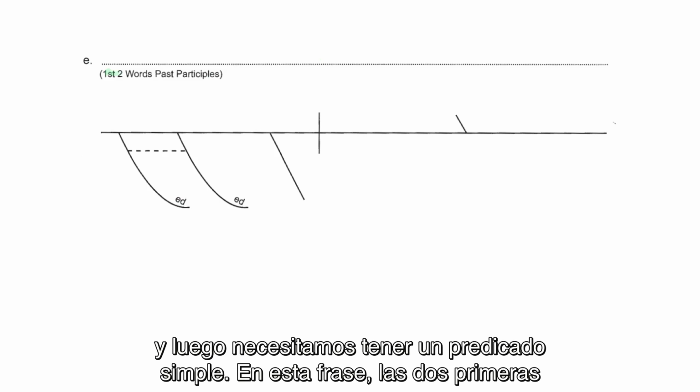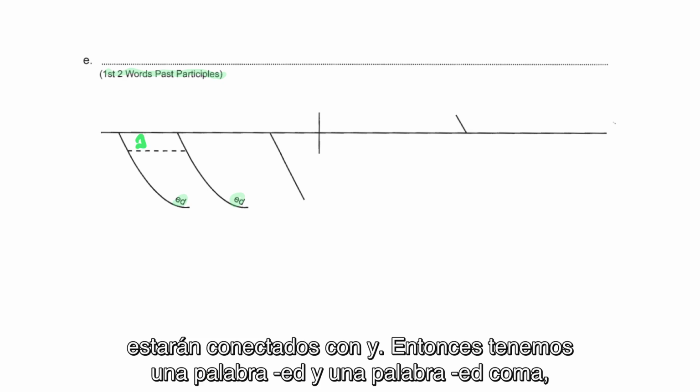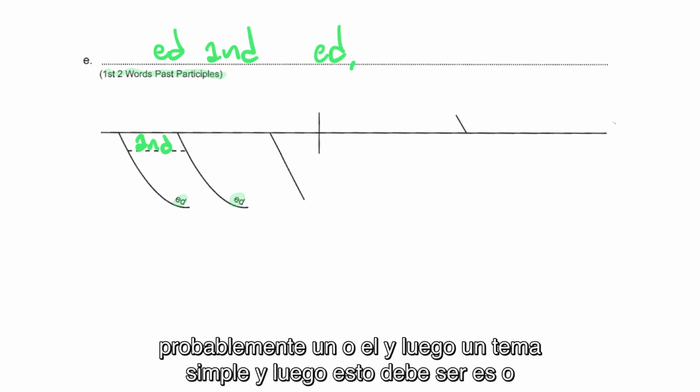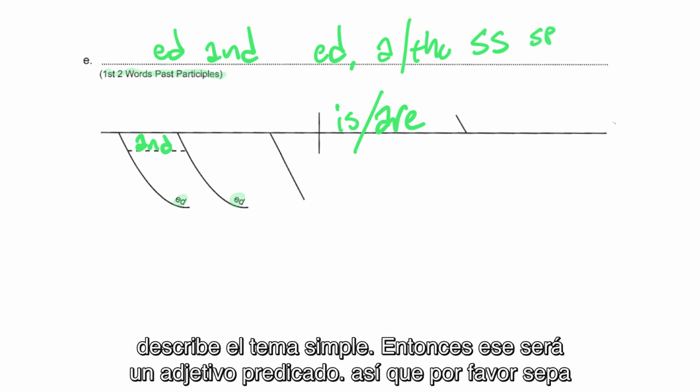On this sentence, the first two words are past participles, and they need to have an ed at the end of them, and they'll be connected with and. So we have an ed word and an ed word, comma, probably a or the, and then simple subject, and then this needs to be is or are. You need to pick a word there, and then you need to have a word that describes the simple subject. So that'll be a predicate adjective.